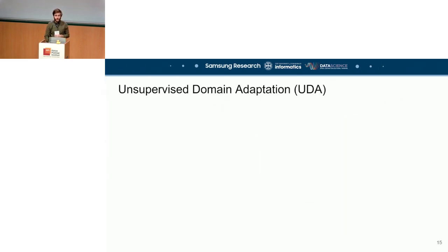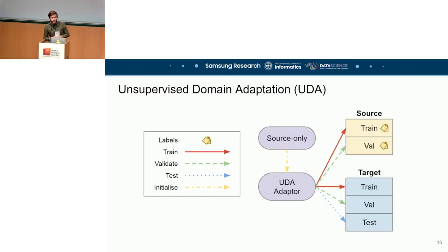So on to our results. We start with a UDA setting, which again is where a model has access to both source data, which is labeled, and target domain data, which is unlabeled.